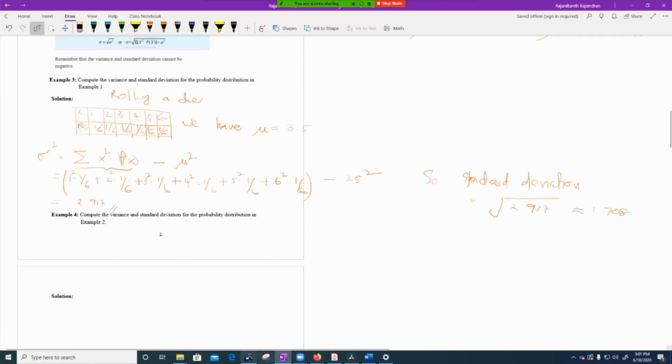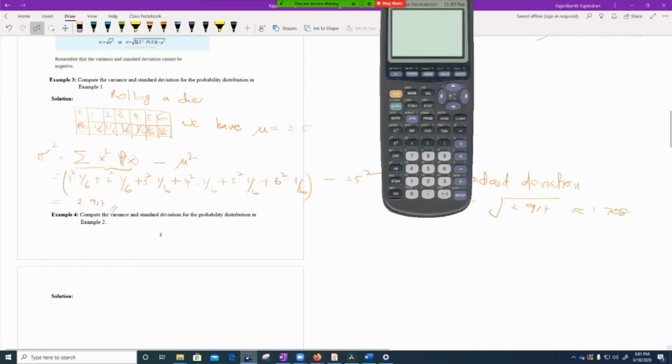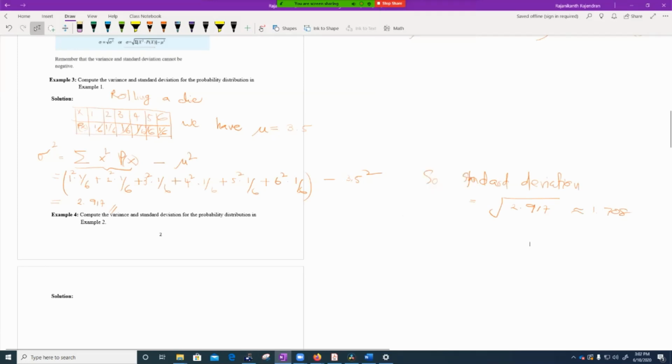Okay, so let me check whether that is correct. I need to know the square root of 2.917. Yes, that is 1.708. Okay, very good.